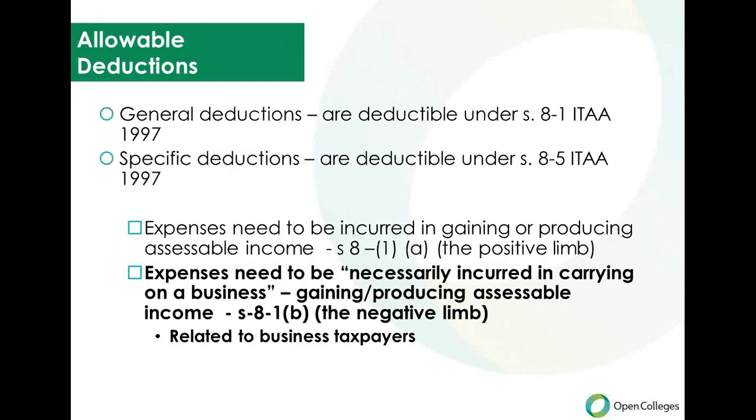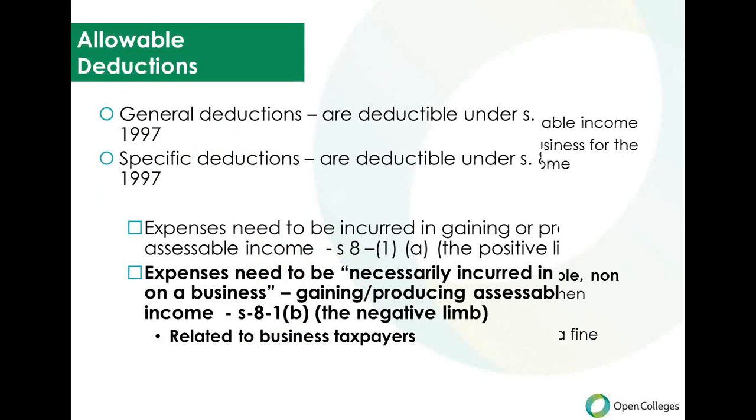Now, remember that general deductions are deductible under Section 8.1. Specific deductions become deductible under Section 8.5. The key thing to remember is the expenses need to be incurred in gaining or producing assessable income. So Section 8.1a, which is the positive limb, and then expenses need to be necessarily incurred in carrying on a business that's gaining or producing assessable income, Section 8.1b, which is the negative limb and specifically relates to business taxpayers.